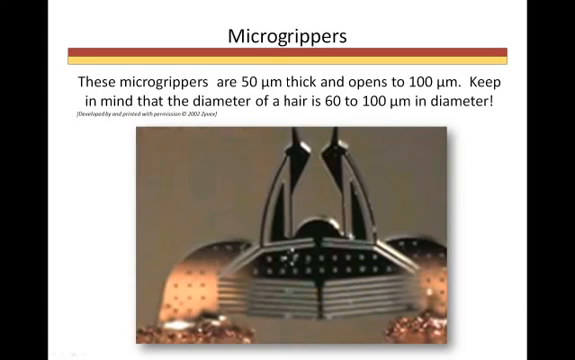Other MEMS devices include these microgrippers or tweezers, which are used in a variety of fields to clasp, pick up, and move micron to nano-sized components. These particular microgrippers are 50 microns or micrometers thick and were developed to pick and place other microdevices in an automated microassembly process. This gripper can open to pick up objects smaller than 100 microns, in other words, objects smaller than a human hair.